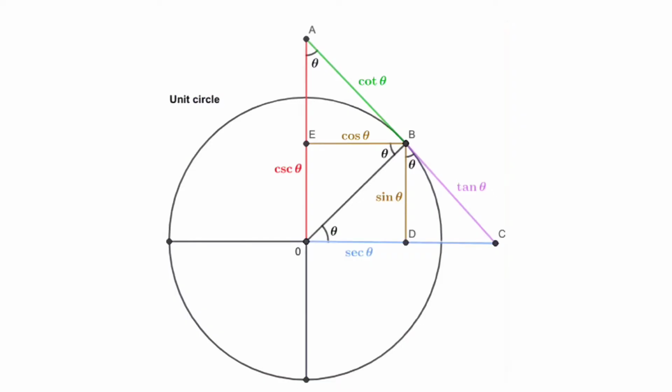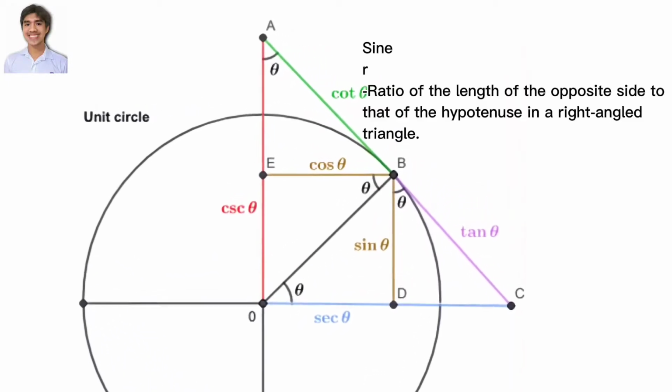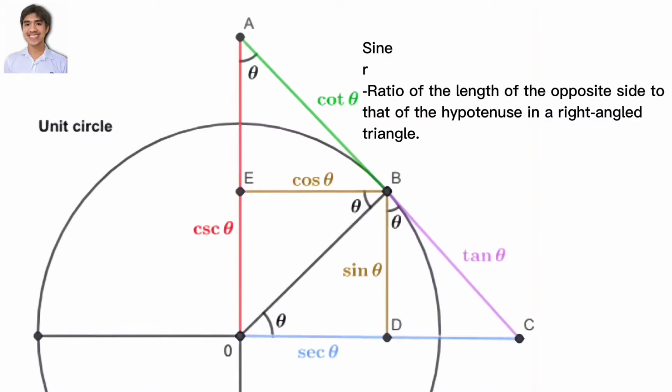Let's now visualize the 6 circular functions. Sine function can be defined as the ratio of the length of the opposite side to that of the hypotenuse in a right-angled triangle. The sine function is used to find the unknown angle or sides of a right triangle.